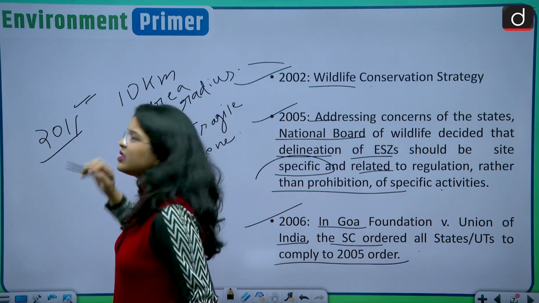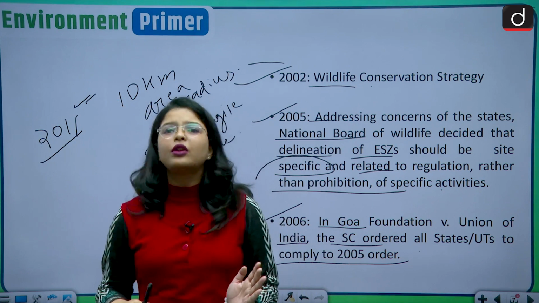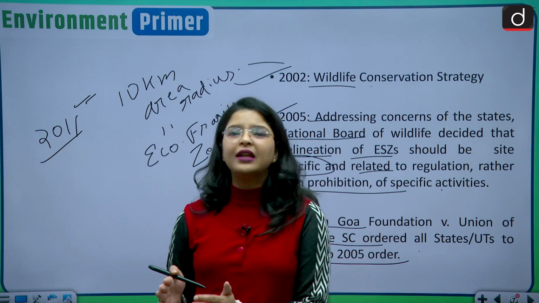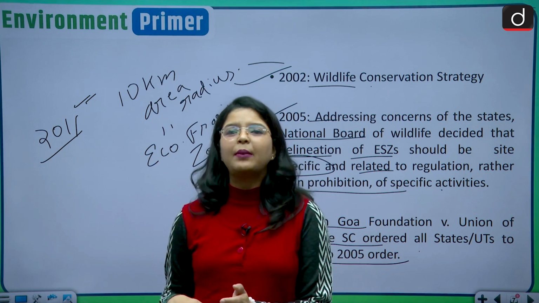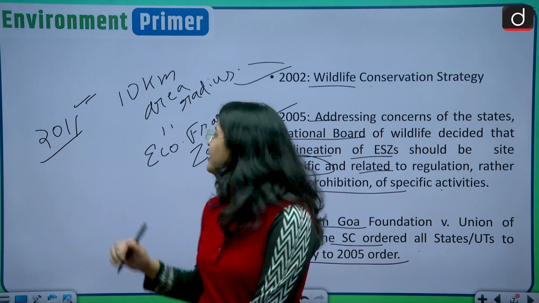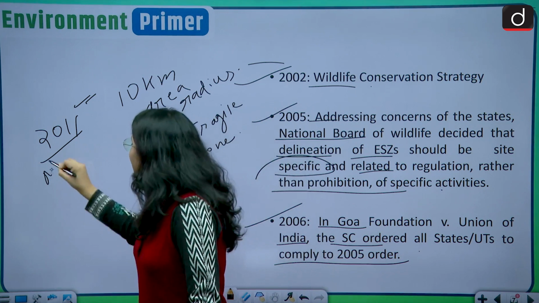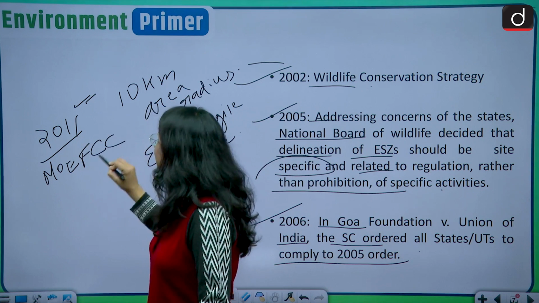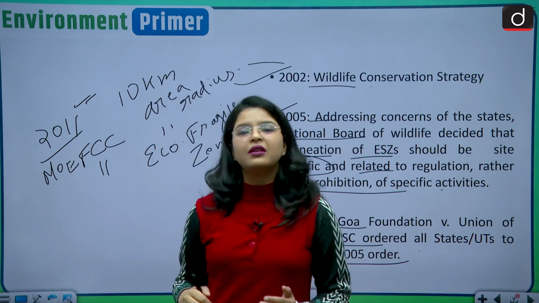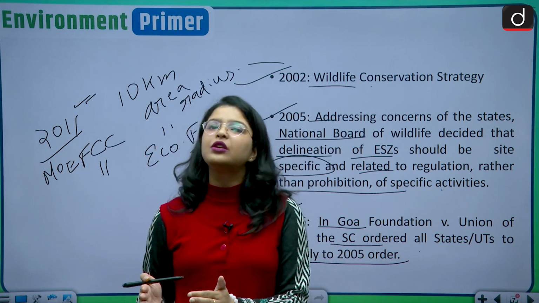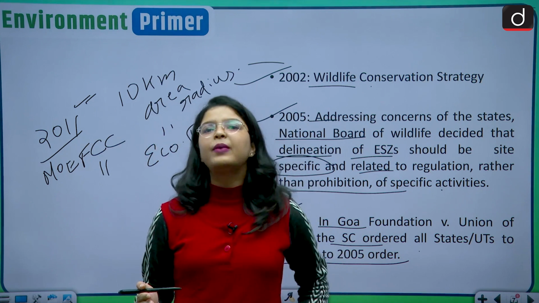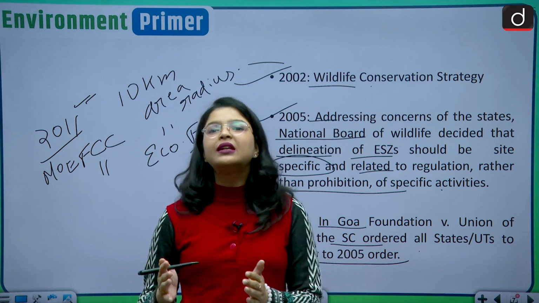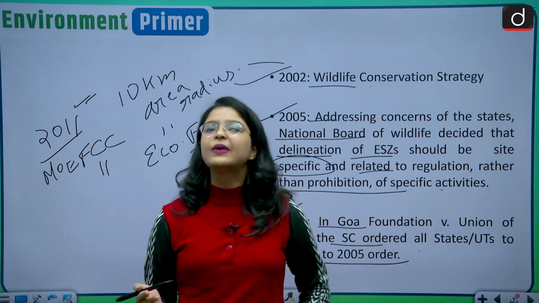because after 2006 or 5, nothing was done by the central government. They were completely silent on this. So in 2010, the Supreme Court intervened, and finally in 2011, the MOEF, the Ministry of Environment, Forest and Climate Change, released the guidelines regarding creation of eco-sensitive zones around national parks and wildlife sanctuaries. And in these guidelines, the 10-kilometer radius is specified.